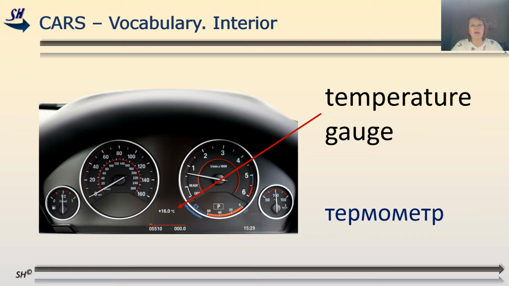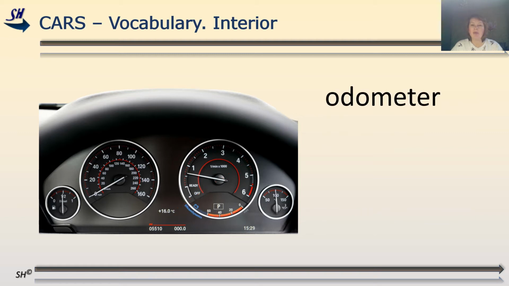The next one is odometer. Odometer is an indicator which shows your car mileage in total. That means how many miles or kilometers you have gone in total in your car.